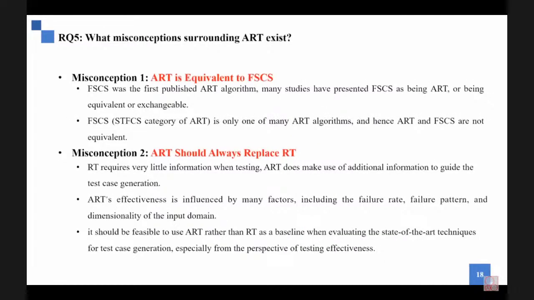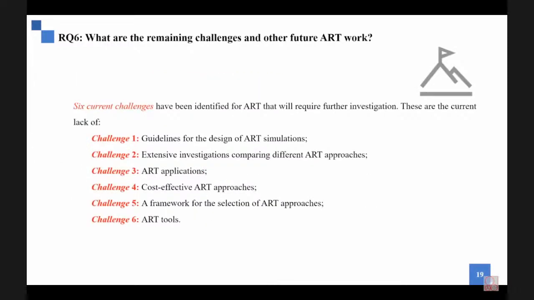The fifth question focuses on the misconceptions surrounding ART. Number 1, ART is equivalent to FSCS. Number 2, ART should always replace RT. In our paper, we provided explanations for them. ART still has several challenges that are not resolved. In the last research question, we presented 6 main current challenges and possible solutions for them.